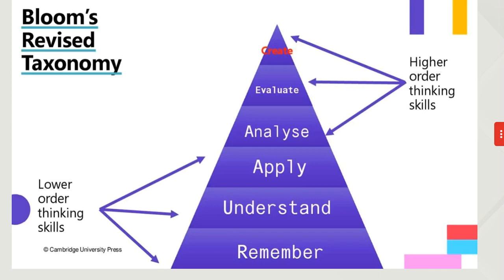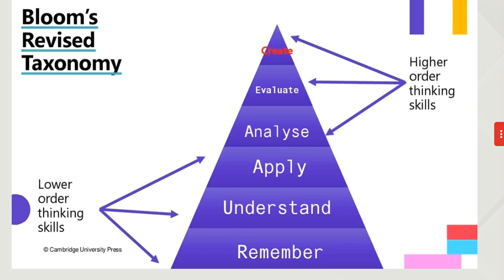So the bottom 3 skills, as I've seen in the chat box, are known as LOTS, lower order thinking skills. So the first level is remembering. For example, we could ask our students to remember a poem in English. The second level then moves up to understanding, which could be asking our students to summarize or answer comprehension questions to a story or a text.